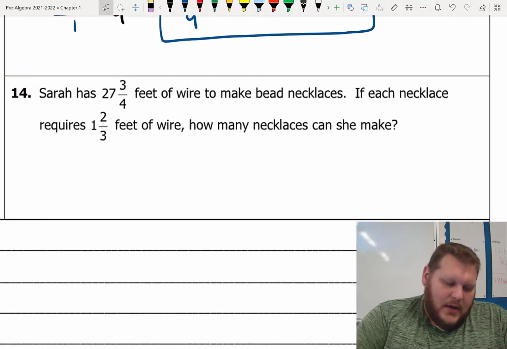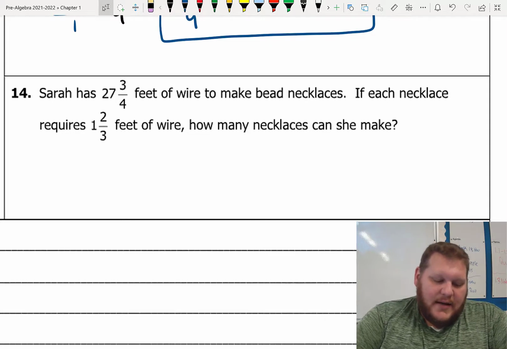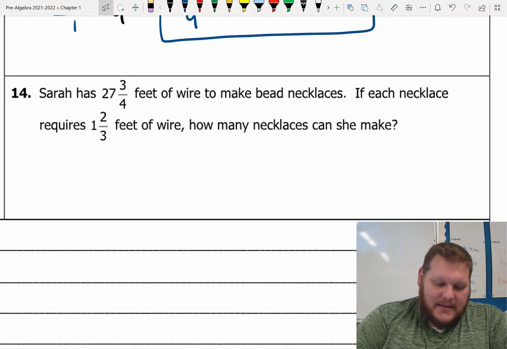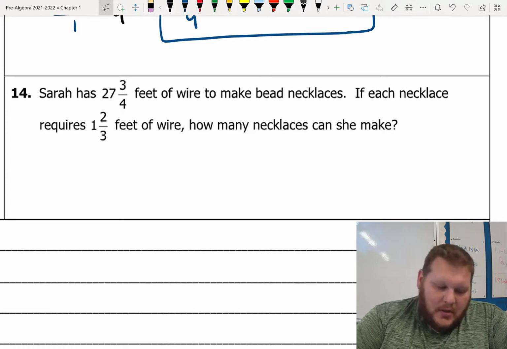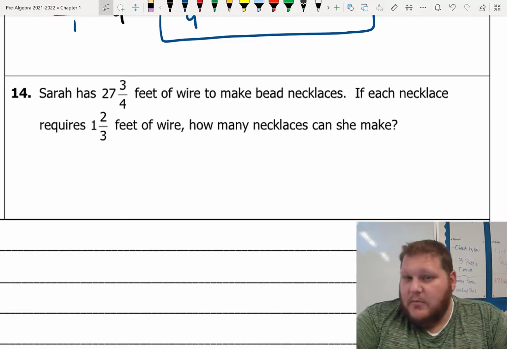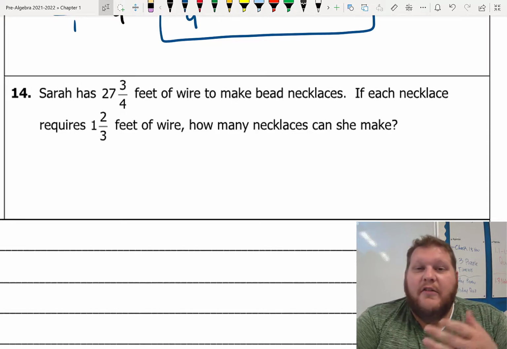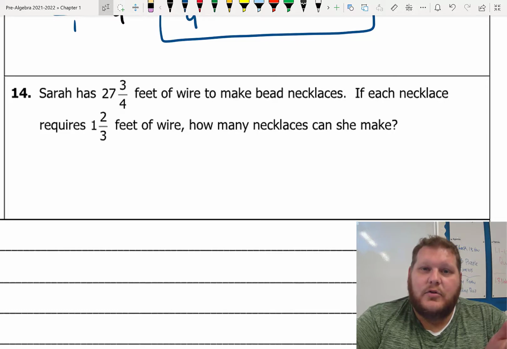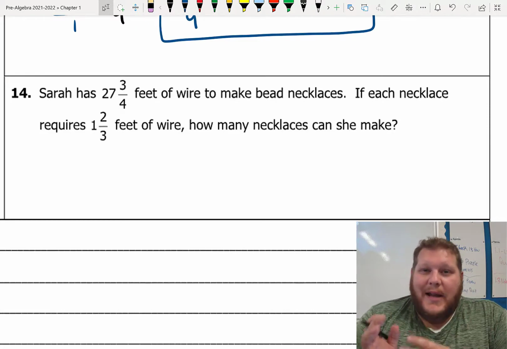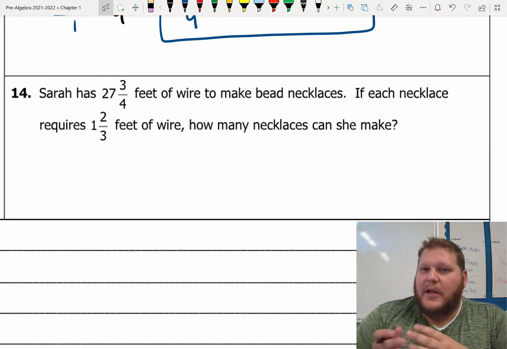All right. So for number 14, our very last one, Sarah has 27 3/4 feet of wire to make bead necklaces. If each necklace requires 1 2/3 feet of wire, how many necklaces can she make? So a similar problem here, we have to use division, because if you had 12 inches of string and you were going to make something with it that is 3 inches each, you would just divide how much we have by how many is necessary for each one.